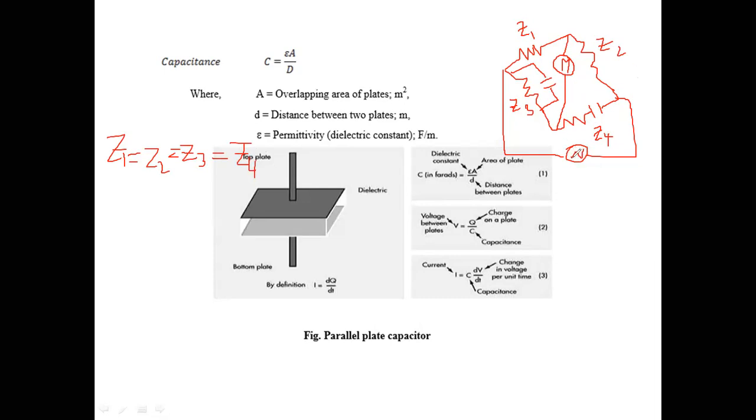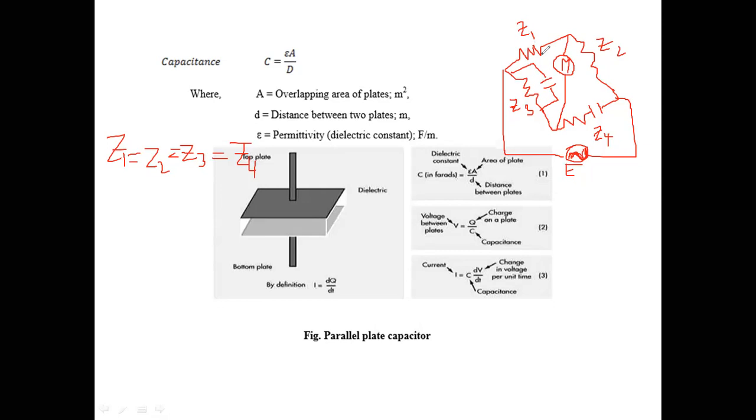Okay, this is a sine wave supply. I am going to supply voltage here, E is the voltage I am applying here, and this is the meter. So Z1 equal to Z2 equal to Z3 equal to Z4.